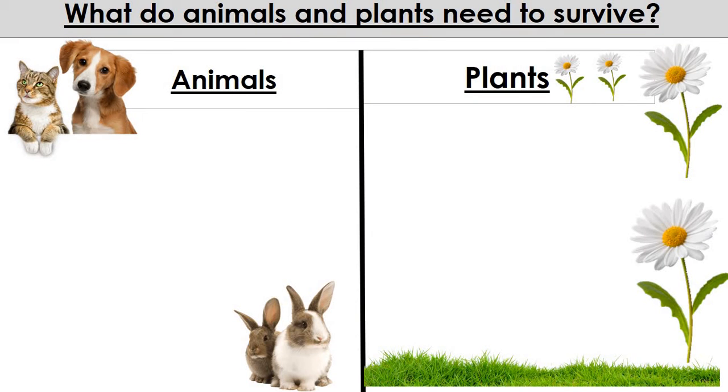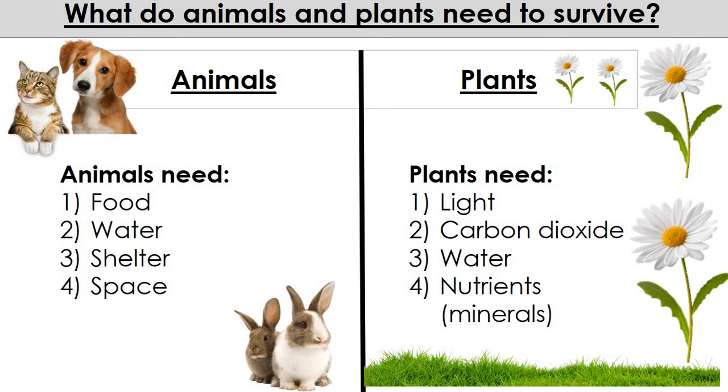Now, in order to understand how organisms interact within an ecosystem, a habitat, and how communities and populations within a community interact and interdepend with each other, we need to understand what animals and plants need to survive. Okay, so pause the video at this point, see if you can recall any of the key things that animals and plants need in order to survive.